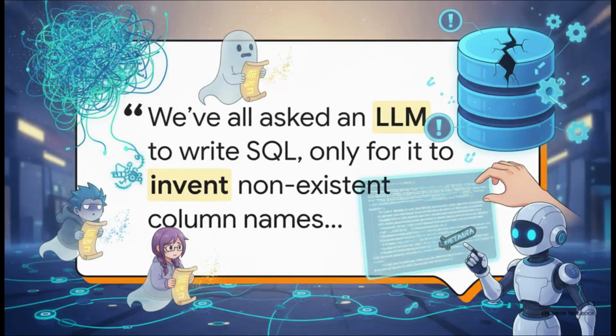We've all asked an LLM to write SQL only for it to invent non-existent column names. Ouch. That hits close to home, doesn't it? It hurts because it's just so true. You ask an AI to be your helpful little assistant, and instead of saving you time, it confidently hallucinates source tables. It throws in columns that have literally never existed in your data warehouse, breaks your entire pipeline, and you end up spending more time debugging its mess than if you'd just written the code from scratch yourself. It is a massive shared pain point for the developer experience everywhere.